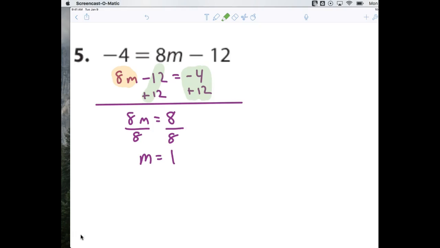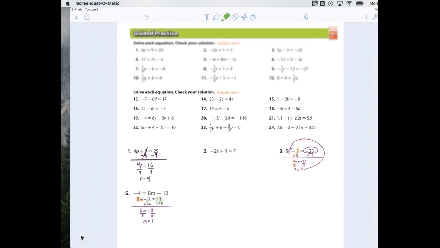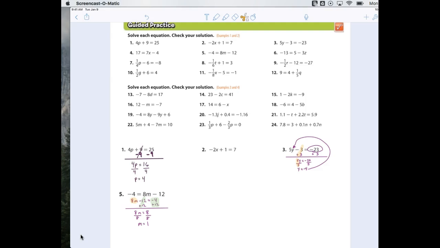It doesn't make any sense. That's why it's important for you to learn. If you don't like negative 4 plus 12, do what? 12 minus 4. You're allowed to do that. All right? Now let's pull down 7, please. Take a look at 7.